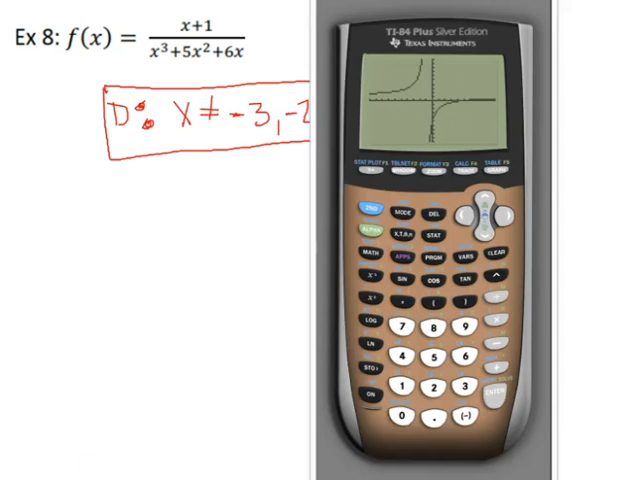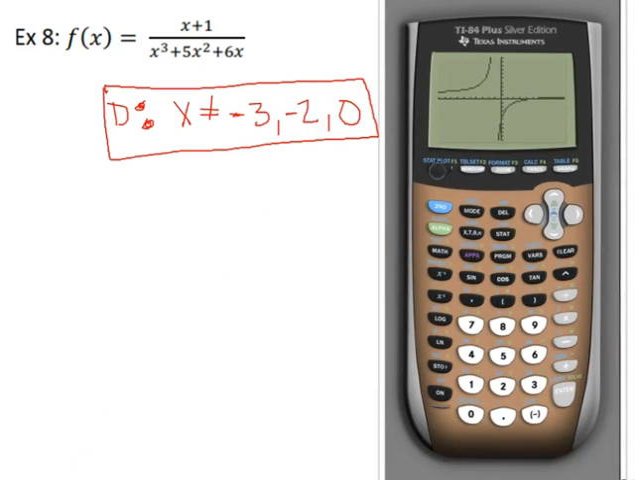So again, graphically, maybe we'll check it out. Let's clear out that equation. Okay, we have another fraction, so we want to do the entire top, so put it in parentheses, divided by the entire bottom. So we have x to the third plus 5x squared plus 6x. And let's check it out.